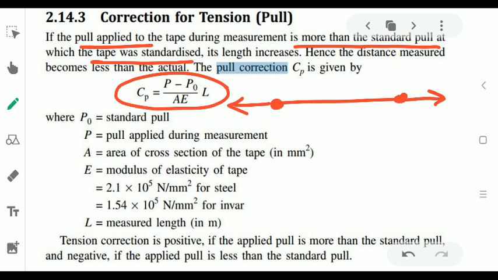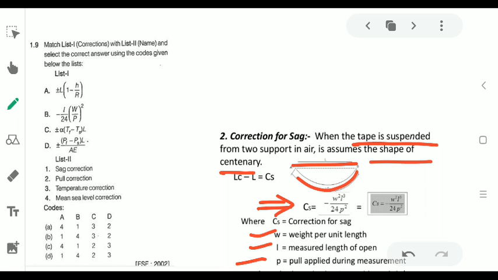So now matching all the options. The first one is L into 1 minus H upon R. That corresponds to mean sea level correction. So option A would match to mean sea level, that is 4. Then B, that is W square L upon 24P, that is our sag correction. So B would correspond to 1.